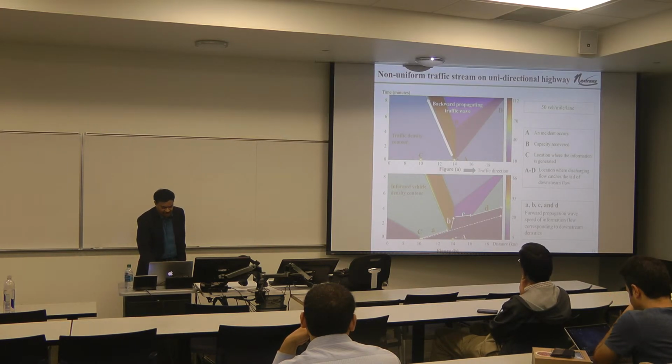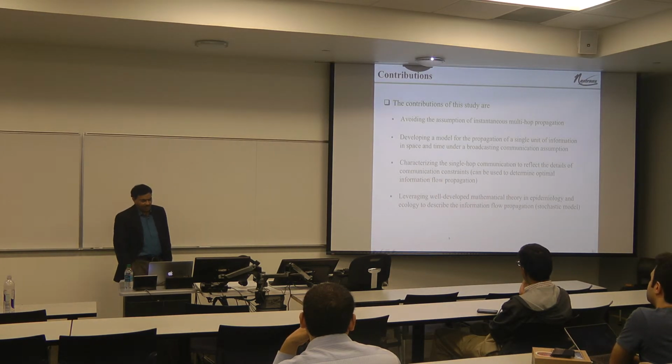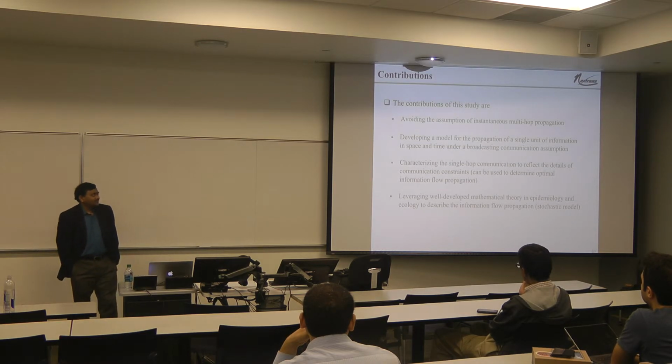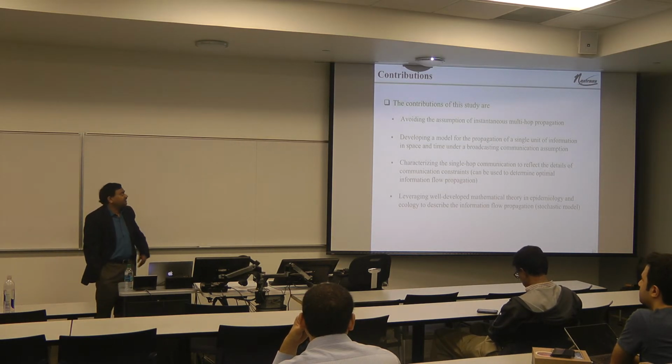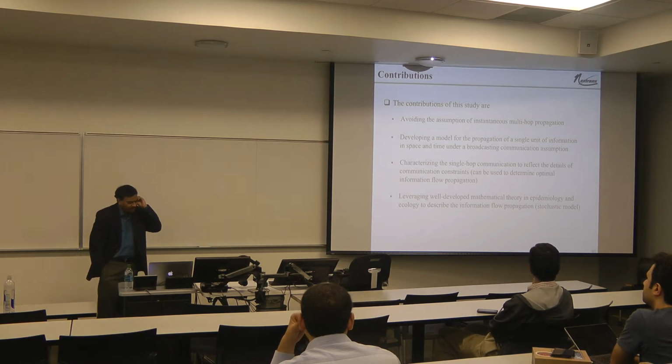And you'll see that this is the forward propagating wave. We can show it for the backward propagating wave. And if the incident happens here, how the information propagates, again, the same thing will happen. The backward propagating wave will slow down substantially as well. So in terms of contributions, first, we avoid this assumption of instantaneous multi-hop. That's important because that's the real world when we have traffic flow.